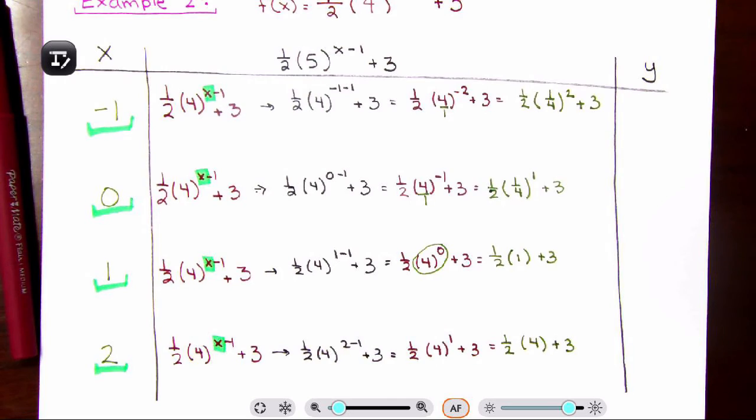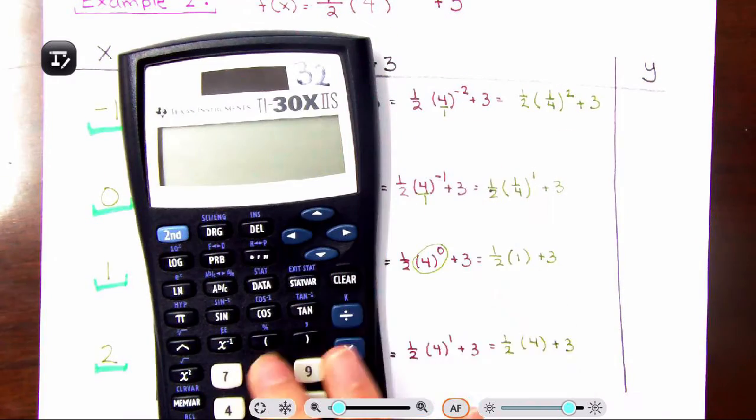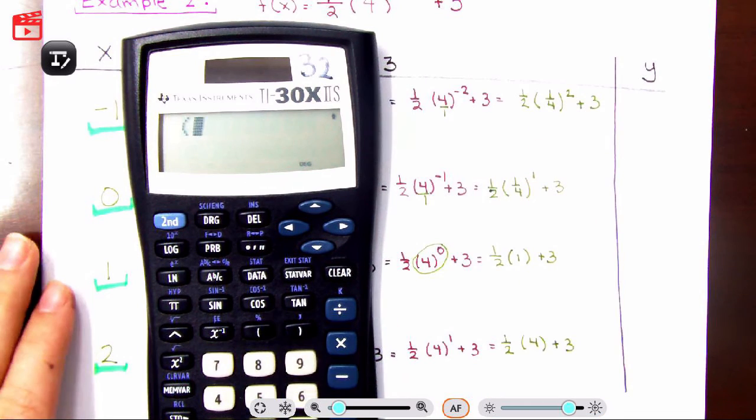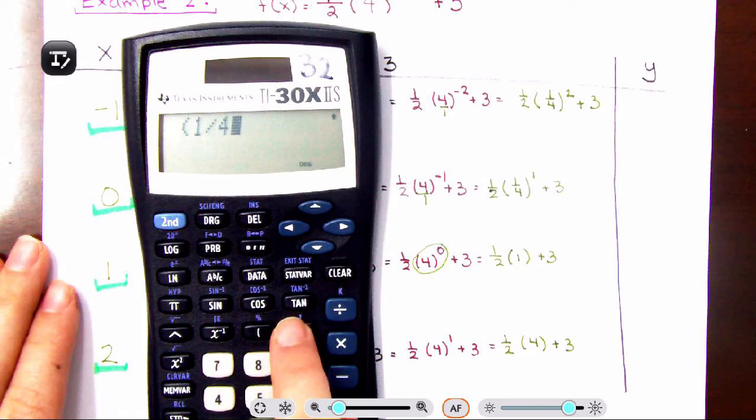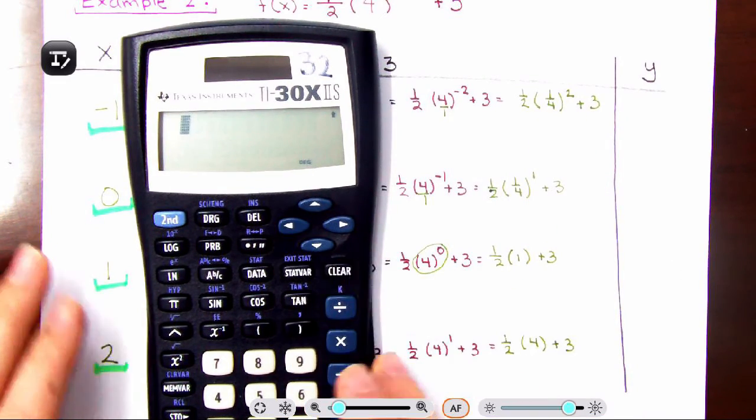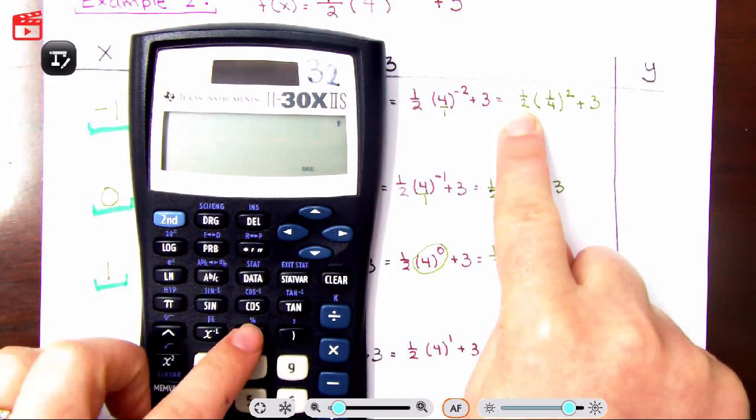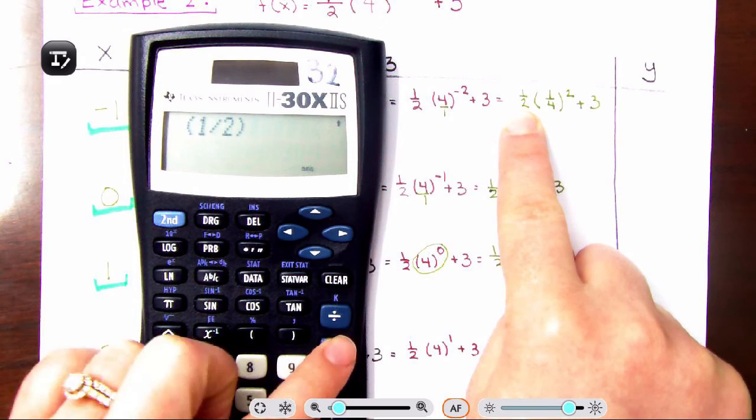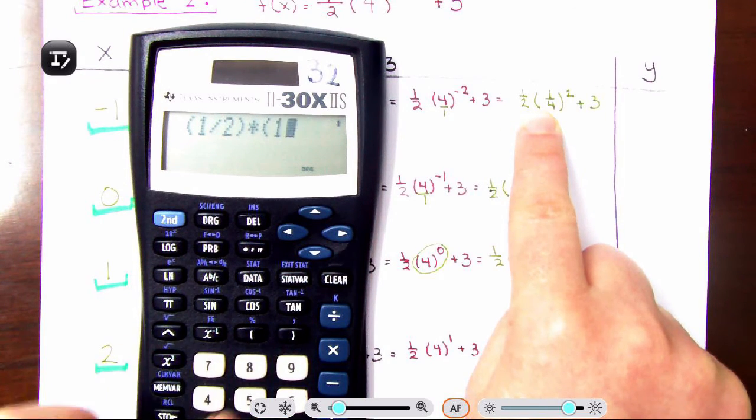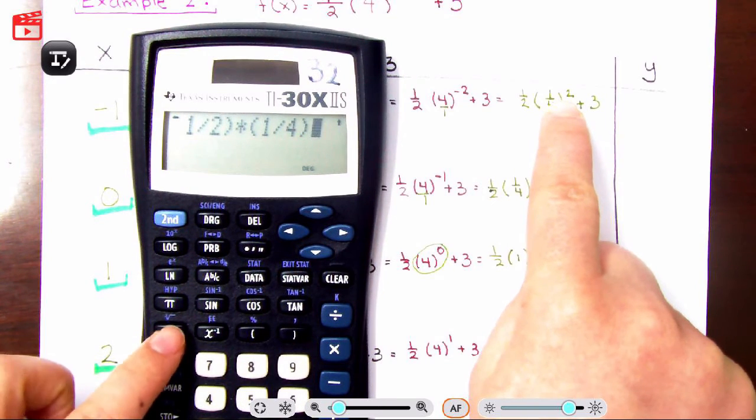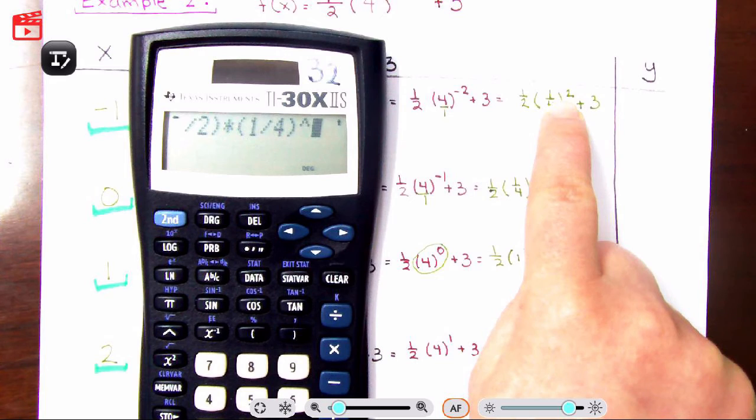Now use your calculator if you need to evaluate your exponents. I'll show you how. So for example, I have 1/4 squared. So I'm going to put a parenthesis, 1 divided by 4, parentheses. So here's my 1/4. You can even do this all at once. Let me show you how. Let's start over. I'm going to do 1/2. So parenthesis, 1 divided by 2. So this is 1/2 times parenthesis, 1 divided by 4. But now I have an exponent. So I'm going to put this caret. So this button here, caret 2. And I'm going to press enter.